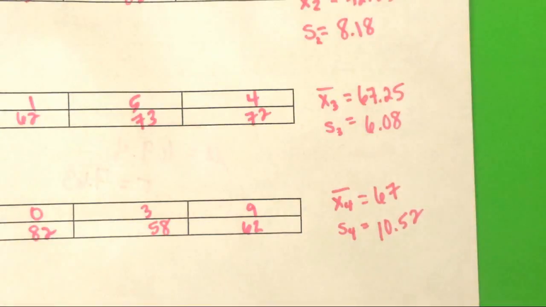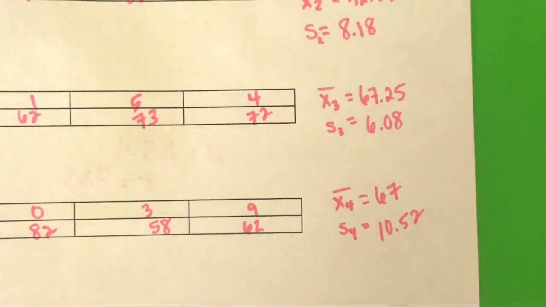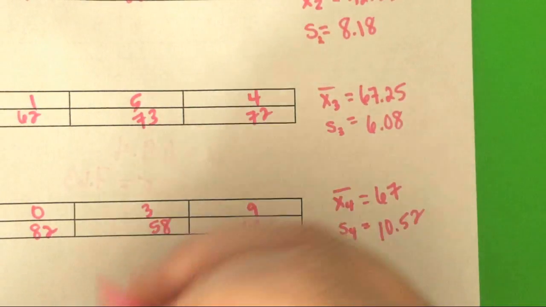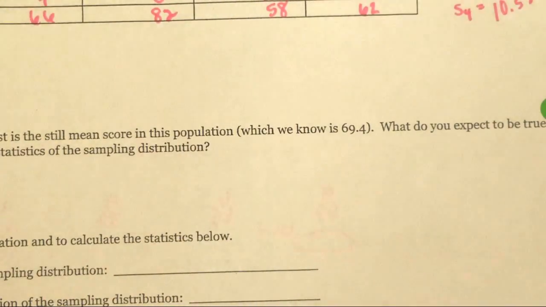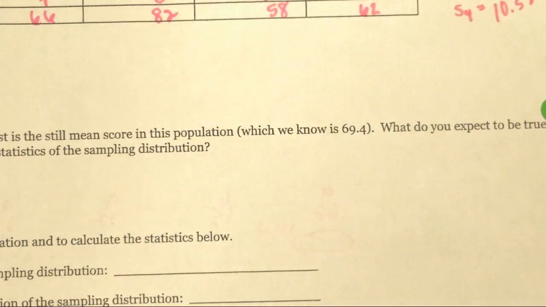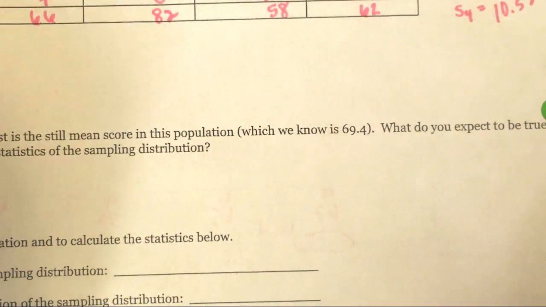Okay, it says the parameter of interest is still the mean score in the population, which we already calculated. It was 69.4. What do you expect to be true when you calculate the statistics of the sampling distribution? What should happen? The mean should be the same. We should have that the mean of all our trials matches the mean of the population.